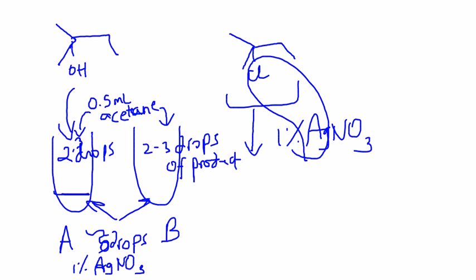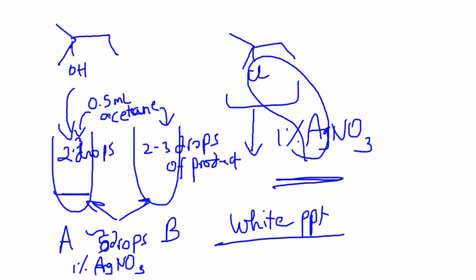You will notice that it's the product that gives you the thick white curdy precipitate, and the starting material does not give you any precipitate. The negative test for the alcohol and the positive test for the product is a clear indicator that the reaction did go through, and we have in fact substituted the OH with the Cl.